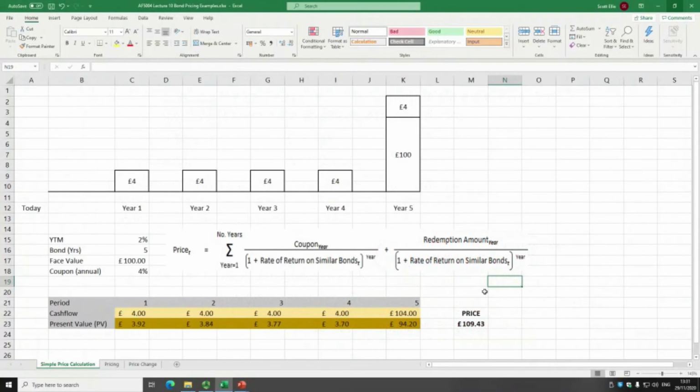So here I have a simple example. I have a 5-year bond, and I've drawn the timeline out, so if you buy the bond over here today, and the bond is a 5-year bond with 4% annual coupon, and the bond is £100 par value. What this means, because it's simple interest, is that every year you'll receive £4, and then obviously in the final year you'll receive the 100 par value back.